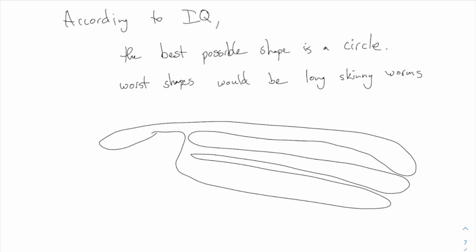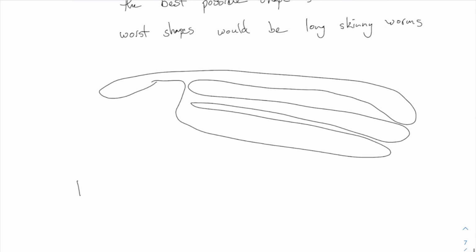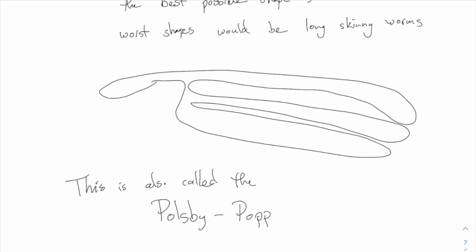I don't know if you care about this, but the isoperimetric quotient, this is what it's called in mathematics. In politics, actually, this is also called the Polsby-Popper score, which I kind of like. It means the same thing, but the isoperimetric quotient has been used in mathematics for a long time, but it is occasionally rediscovered by people in other fields.